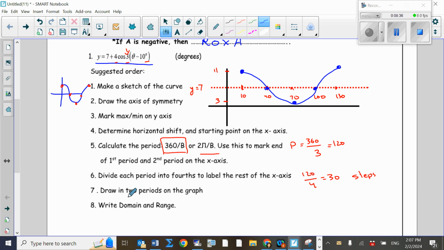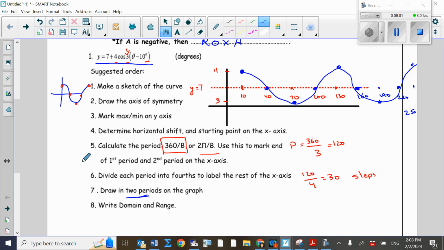If you want to graph 2 periods, then you have to continue moving forward another 30, another 30, another one at 220, and another one that should be at 250. Then again, high, mid, low, mid, and high. So this will be the next period of the function.